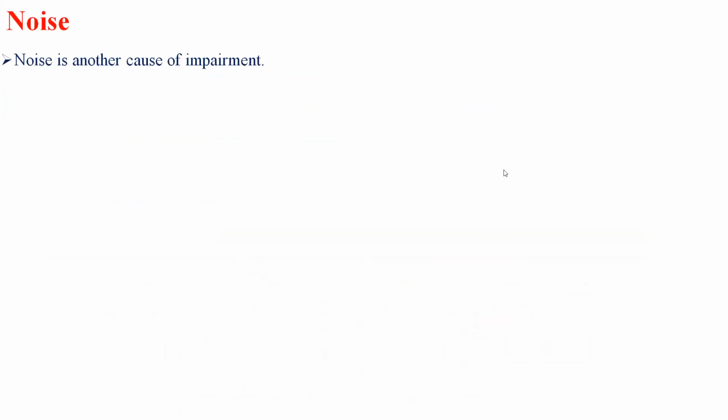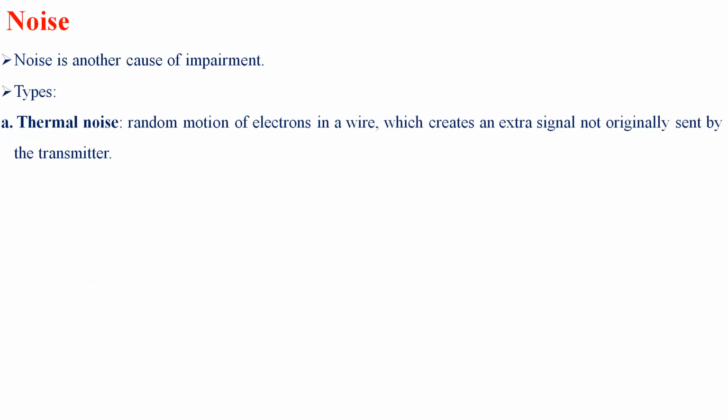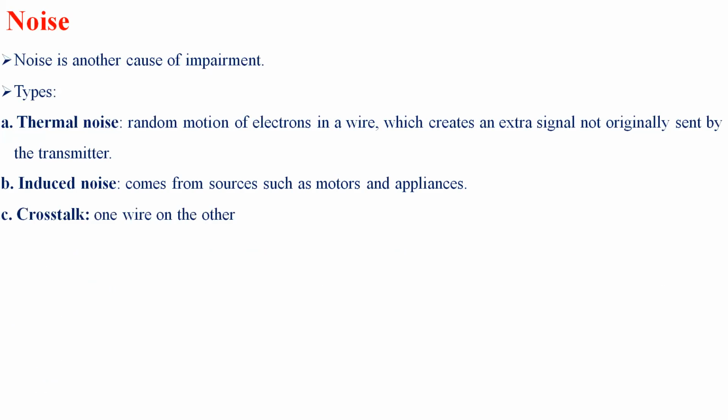Next is noise. Noise is another cause of transmission impairment, and there are different types of noise. One is thermal noise. Thermal noise is the random motion of electrons in a wire, which creates an extra signal that was not originally sent by the transmitter. Whereas induced noise comes from a source such as motors or appliances.